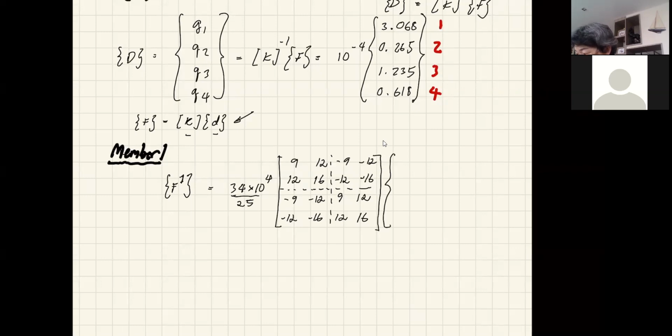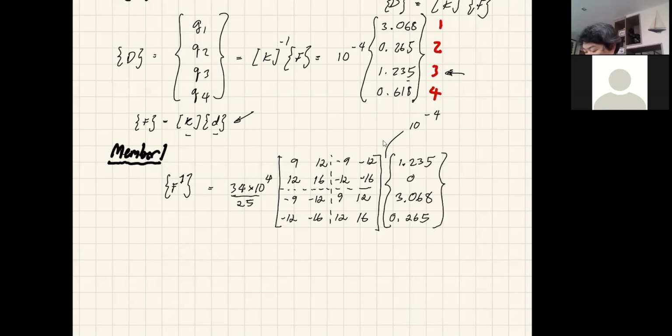But if it's 3, so that's your displacement number 3 right here. Okay. So 3 is, don't forget that we need 10 to the power of minus 4 up front. I forgot that. So it's 1.235. The next is 0. So it's 0. And then 1, which is 3.068. And then 2.265. You multiply this. Can you guess what you should have?